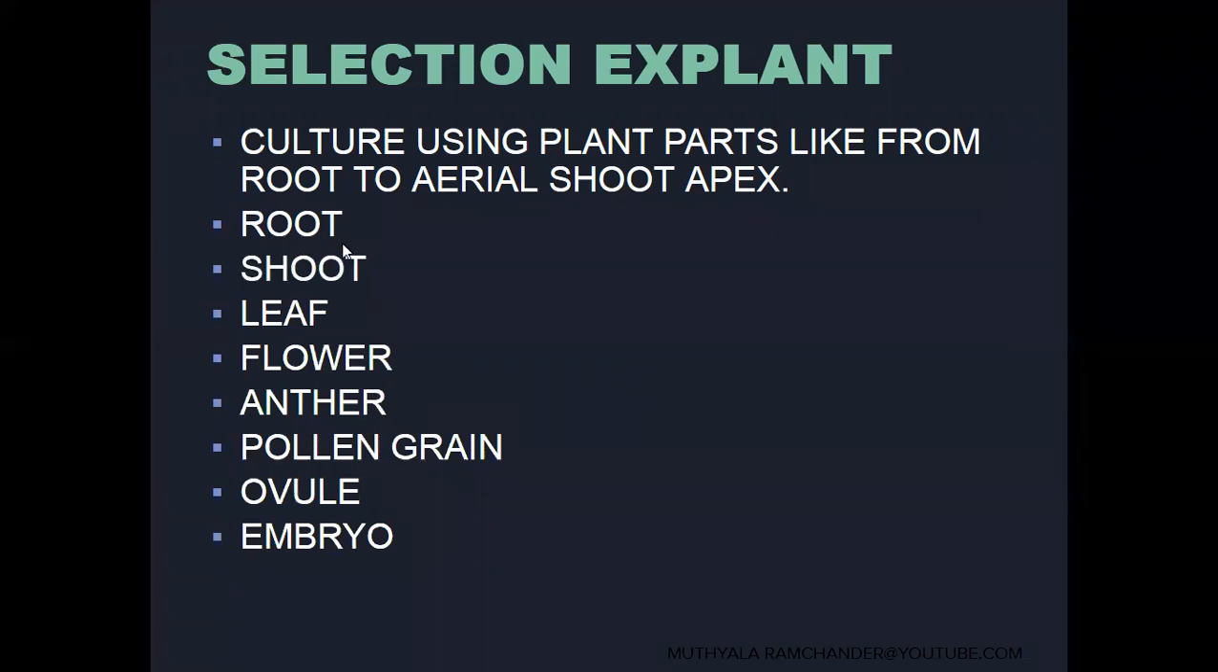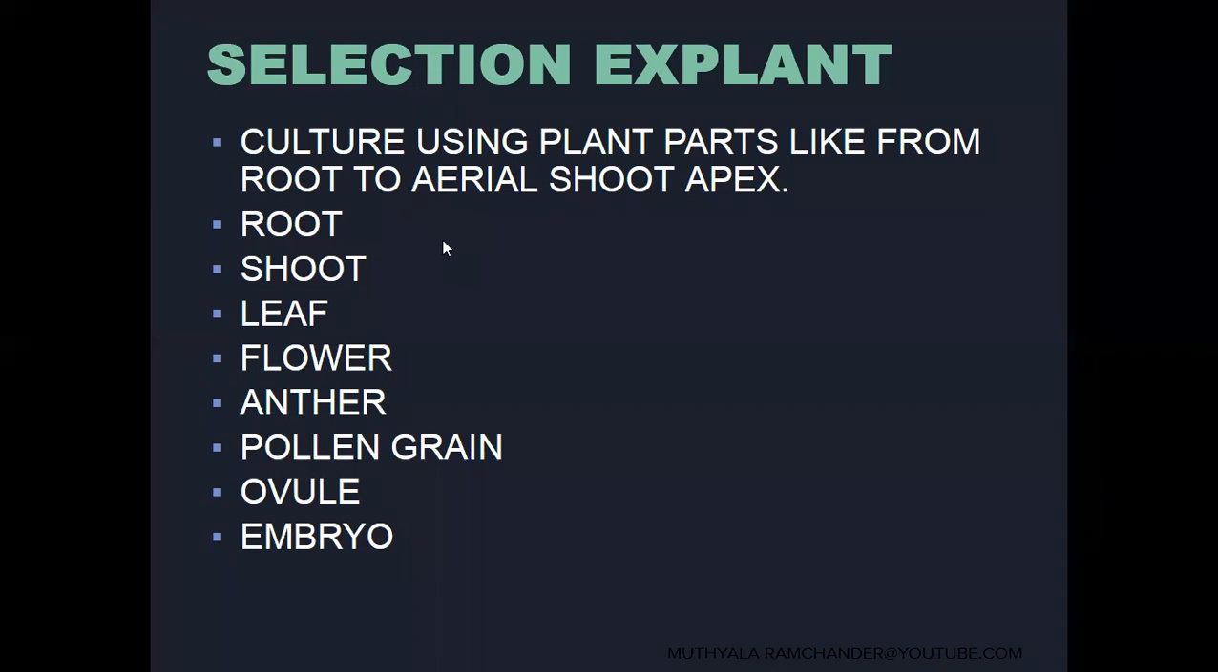If we use root as an explant, that tissue culture is called root tissue culture. If you use shoot, it is shoot tissue culture. If you use leaf, leaf tissue culture. If you use flower, flower tissue culture. From the flower, petals and sepals are also used for tissue culture. Likewise anther culture, pollen grain culture, ovule culture, and embryo culture. These parts are used for the tissue culture procedure as explants.